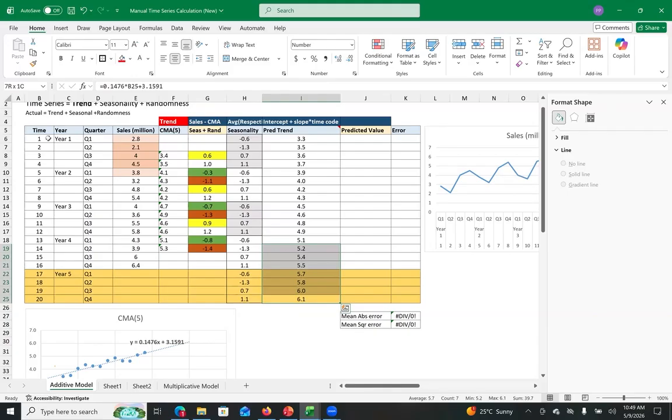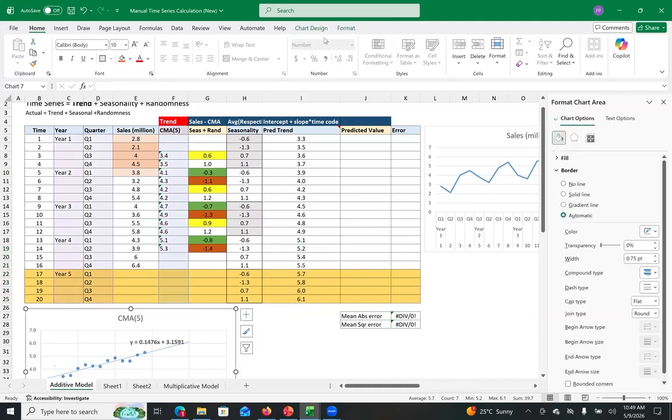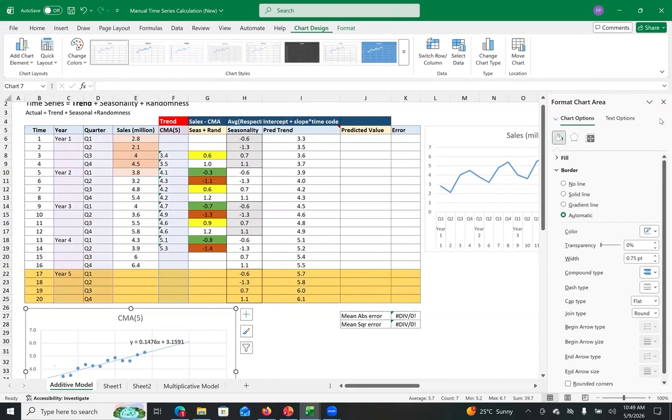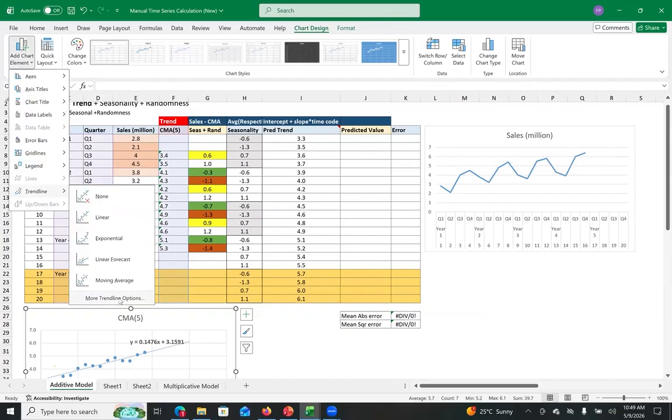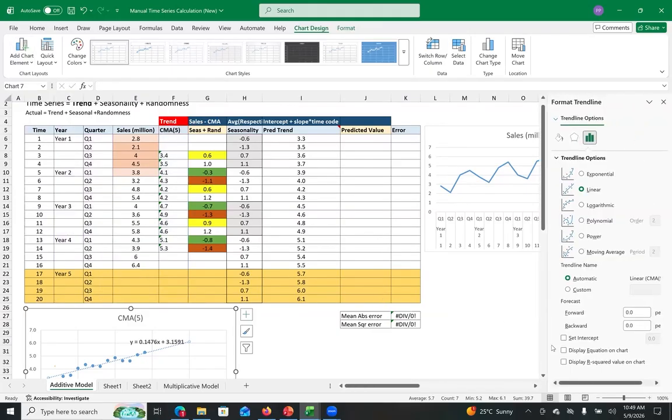Puneet, can you please repeat how you got that y is equal to mx plus c value in the plot? Yeah, sure. So what I did was I went to chart design, trend line, and here more trend line options. If you click on that, here there is the option of display equation on chart. Okay, yeah, thank you.